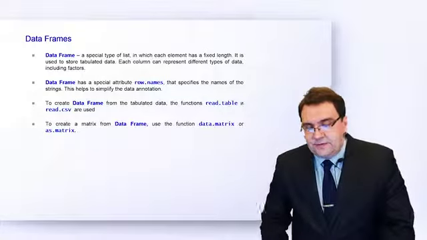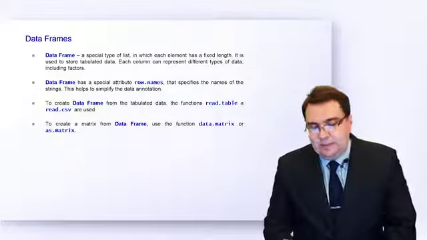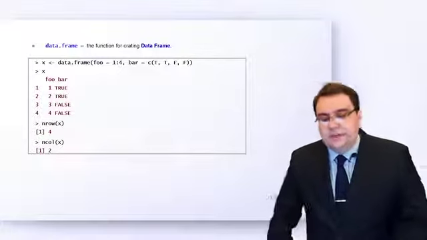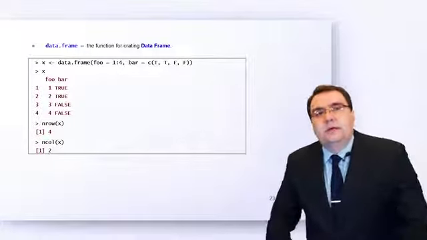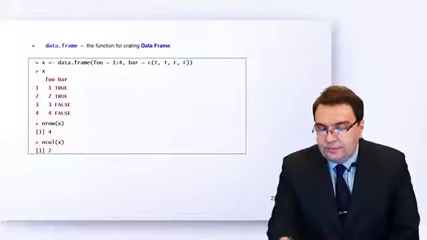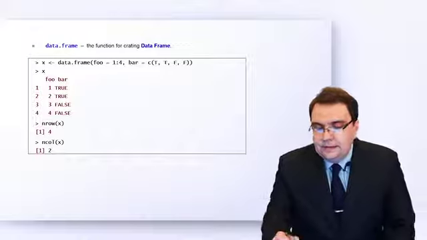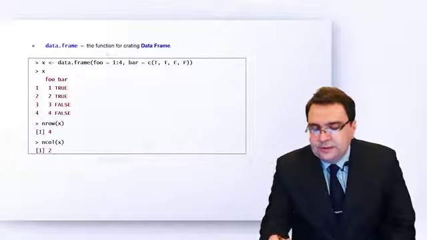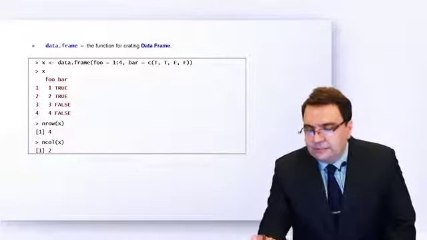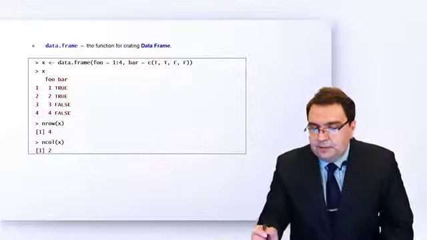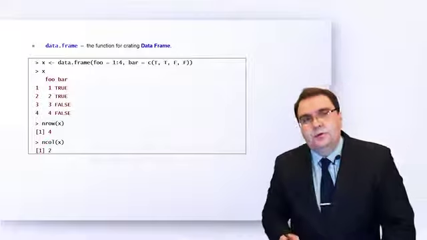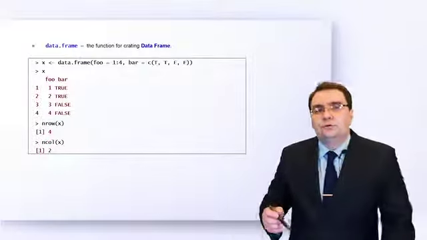To create a matrix from a data frame, use the function data.matrix or as.matrix. And the mentioned function data.frame is used to create a data frame. An example: I use this function to create a data frame from this data. The first column has the name foo, and it contains a vector of 4 elements, 1, 2, 3, and 4. The second column in my data frame has the name bar and will contain 4 logical elements T, T, F, F, which are short names for the logical true and false.